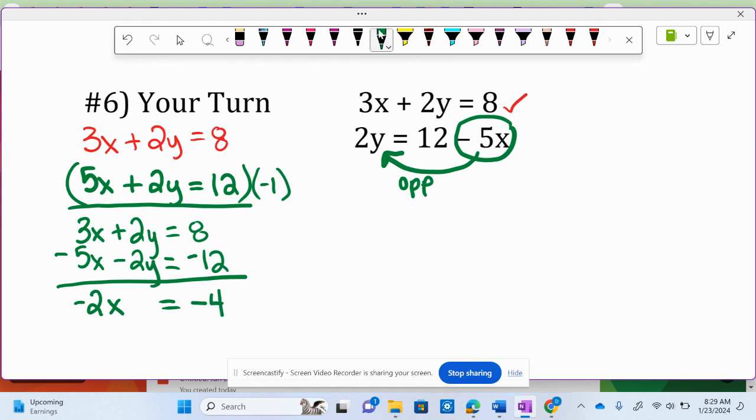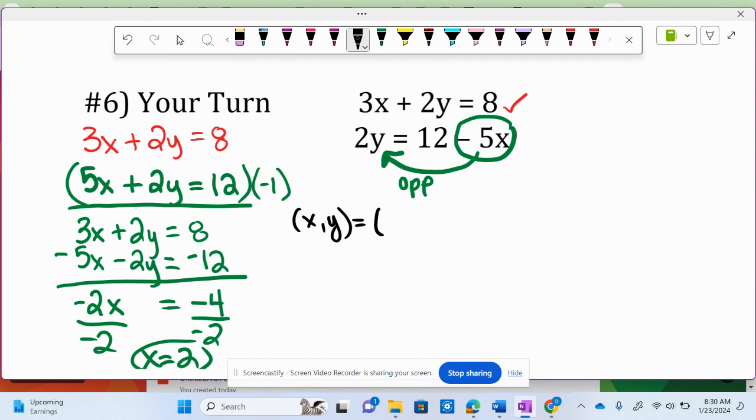Last step. Divide both sides by negative 2. And I find out that x equals a positive 2. X equals positive 2. So in my xy ordered pair, I know that x is positive 2. I have to find the y, so I'm going to write that down. I need to find y. And I know that x equals 2. That's just how I know what to plug into my equation.